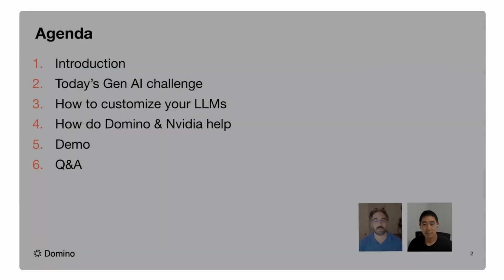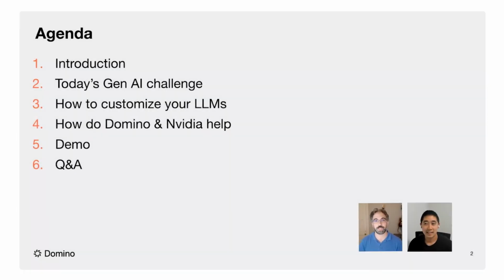So we have an agenda today. We're going to go through an introduction of what we're going to talk about. We're going to talk about the Gen AI challenge of actually taking an existing foundation model and tuning that to your specific use case, how you can go about doing that, how both Domino and NVIDIA help. Then we're going to go into a demo. John is going to run that demo, and then we're going to have some time at the end for Q&A.